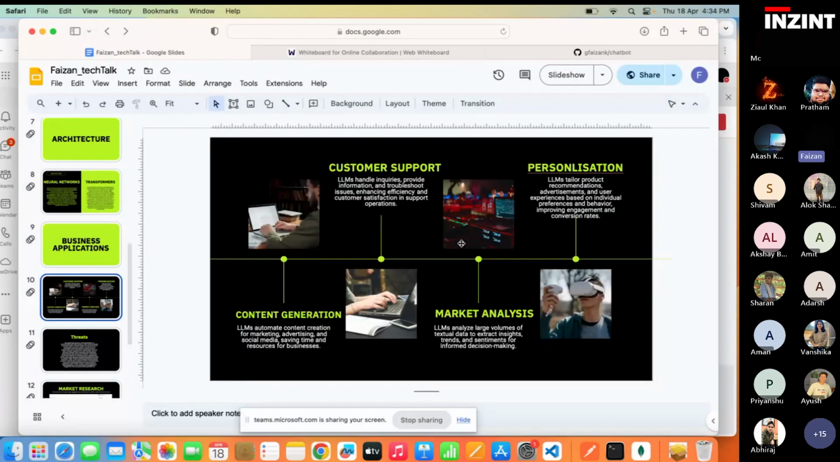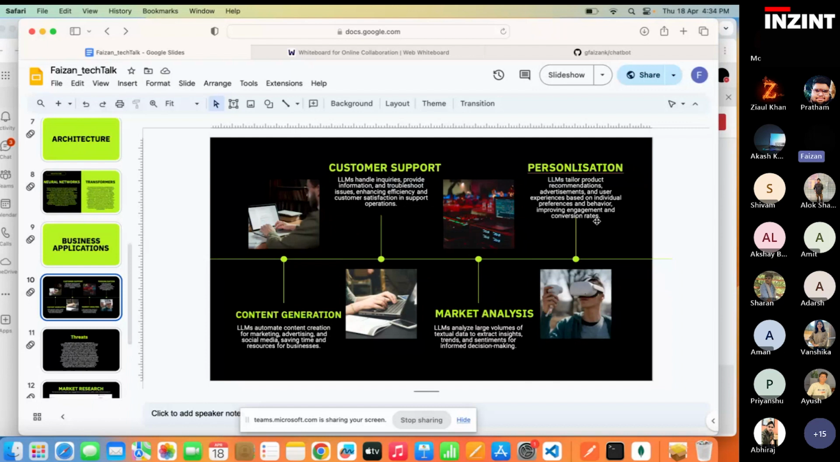Okay. So next in our business applications is personalization. Personalization involves a lot of things, but here we have discussed a few of them. LLMs tailor product recommendations, advertisements, and user experiences based on individual preferences and behavior, improving engagement and conversion rates. So basically, LLMs enable businesses to deliver personalized experiences to their customers across various touchpoints.